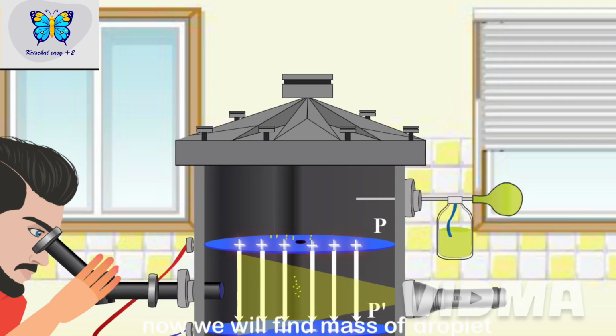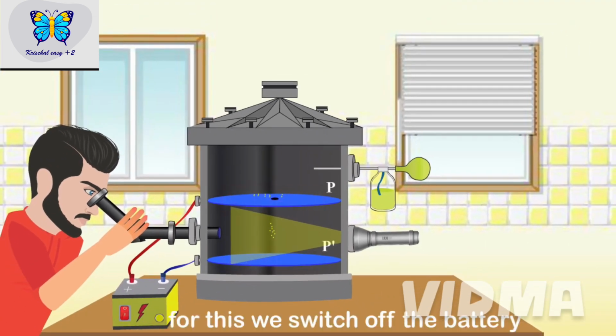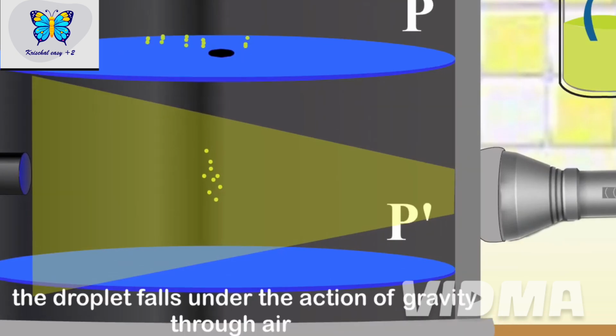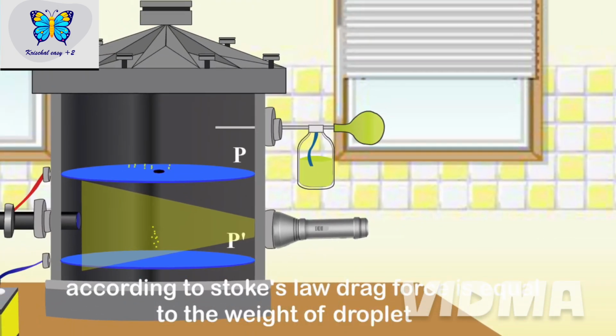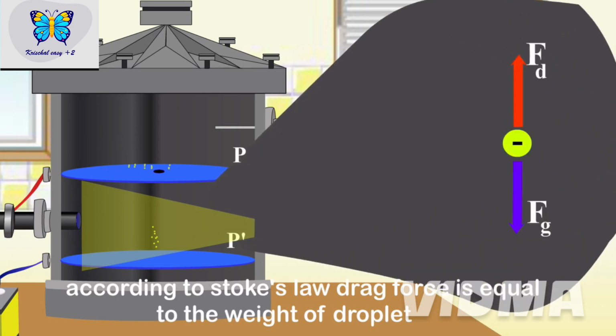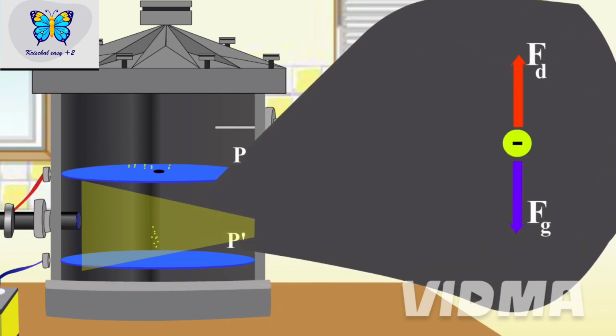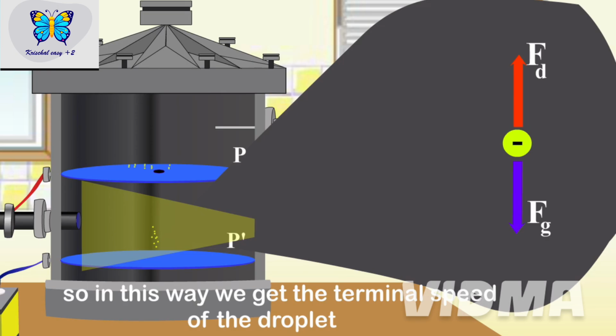Now we will find the mass of the droplet. For this, we switch off the battery. The droplet falls under the action of gravity through air. It attains terminal speed at the instant the electric field is switched off. According to Stokes' law, drag force is equal to the weight of the droplet. So in this way we can get the terminal speed of the droplet.